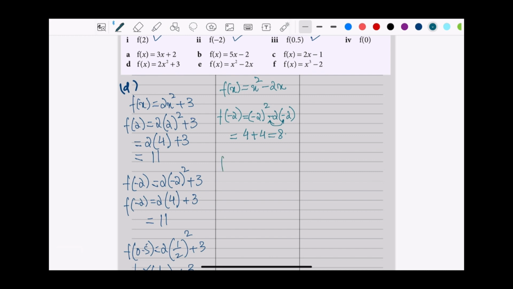If I had taken f of positive 2, the value would have been 2 squared minus 2 times positive 2. This is 4 minus 4, which makes it 0.